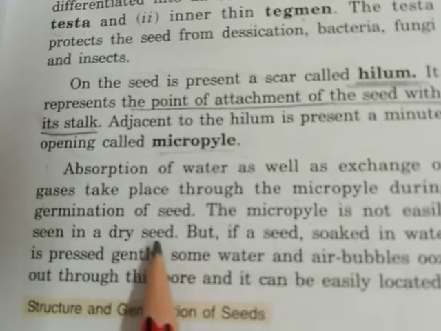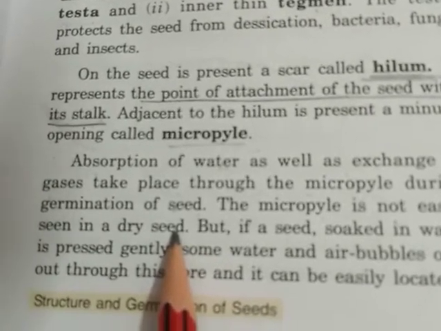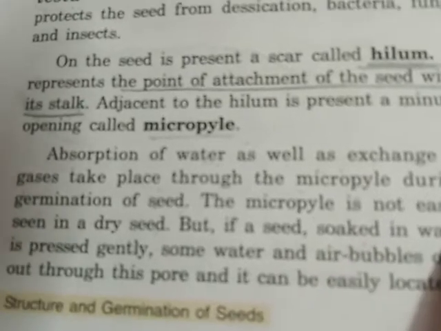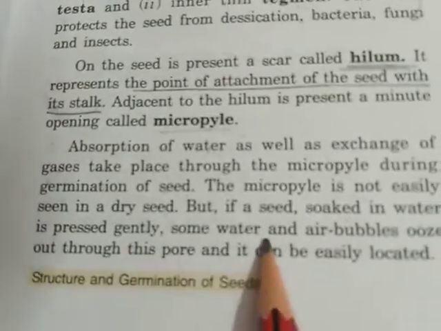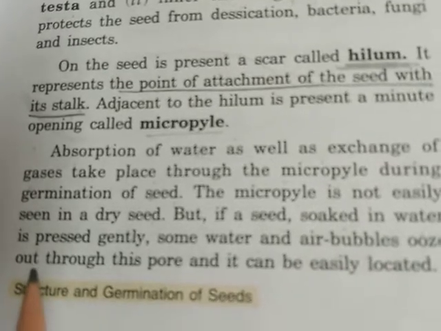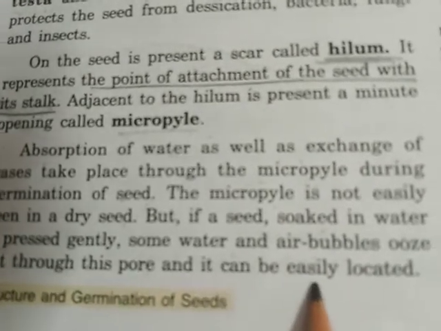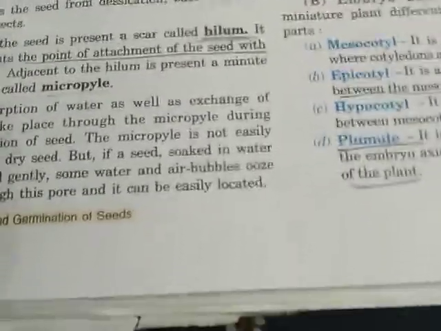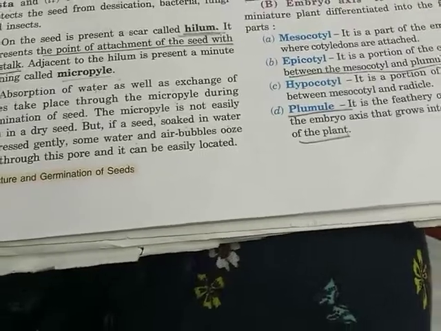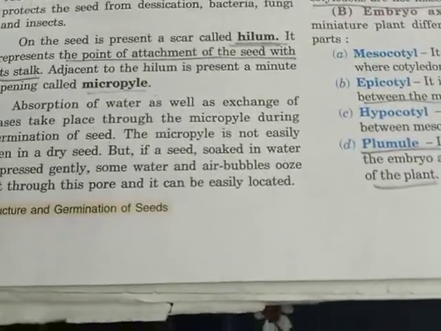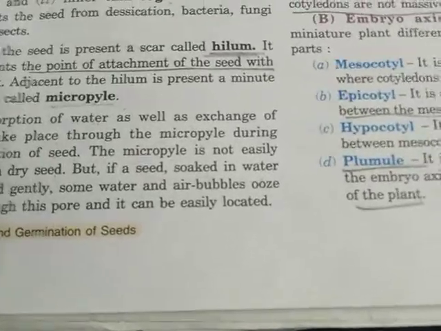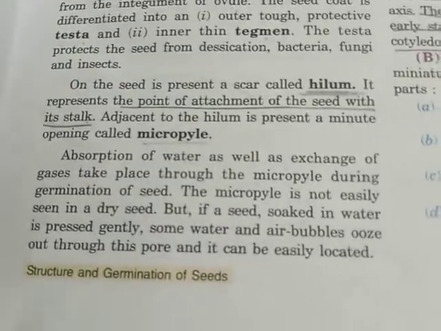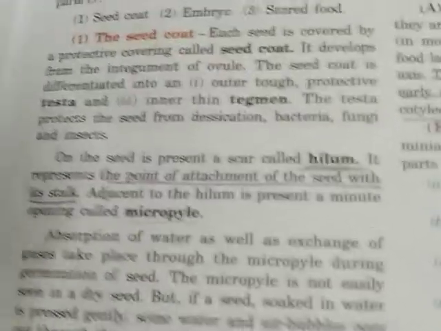The micropyle is not easily seen in a dry seed. But if the seed soaked in water is pressed gently, some water and air bubbles ooze out through this pore and it can be easily located. So children, if you want to see this micropyle, you soak a seed in water, and after soaking it overnight, you gently press that seed. You can see the water ooze out from the micropyle, and you can see some air bubbles also, and then you will understand that this is the micropyle.